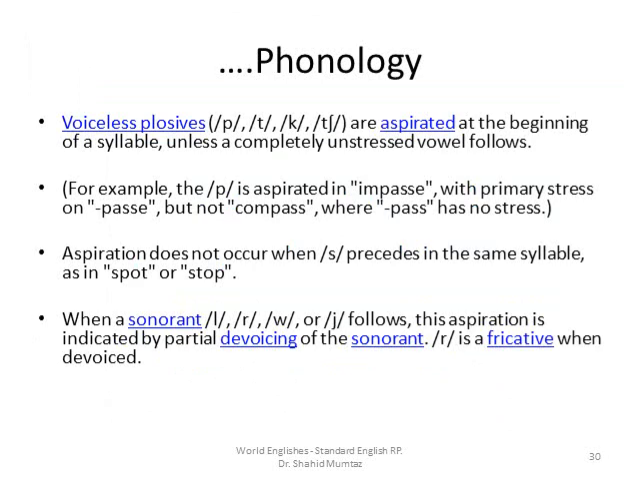Alright, voiceless plosives like pa, ta, ka, they are aspirated at the beginning of a syllable unless a completely unstressed vowel follows in RP. For example, the pa is aspirated in impasse, because the primary stress is on pass, so it's aspirated there, but not in compass, where pass has no stress. So therefore here pa is not aspirated.